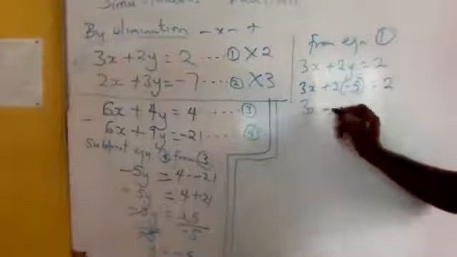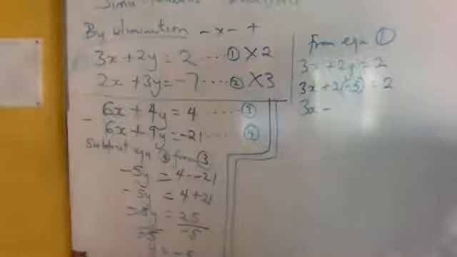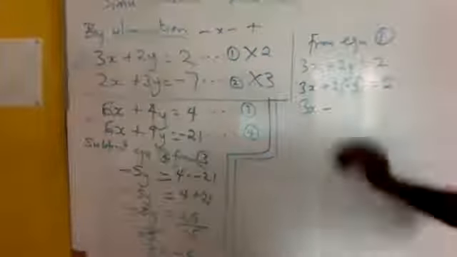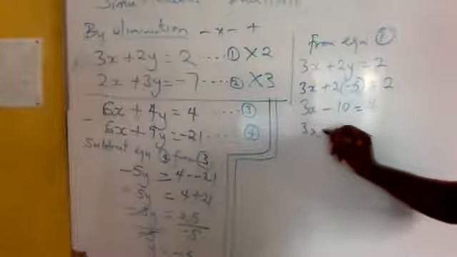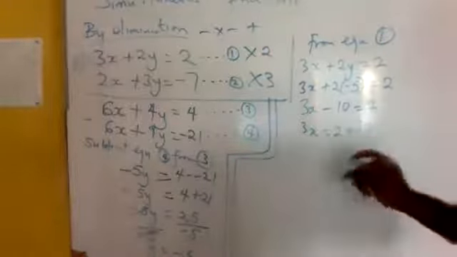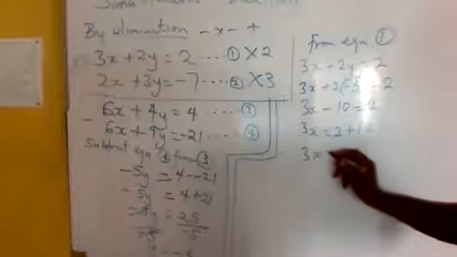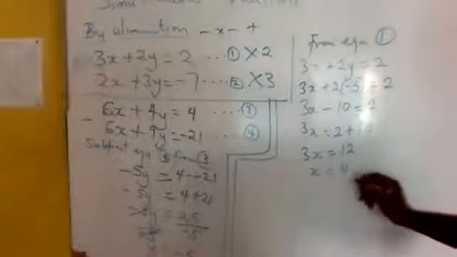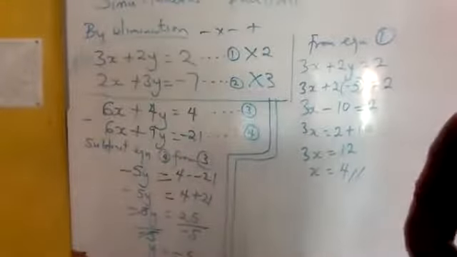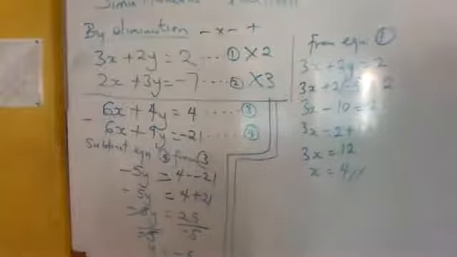3x minus, because 2 times minus 5 is what? Minus 10. Is equals to 2. So 3x is equals to 2 plus 10, of course, when you collect your like terms. So that will be 3x is equals to what? 12. X is equals to 4. Very, very simple.